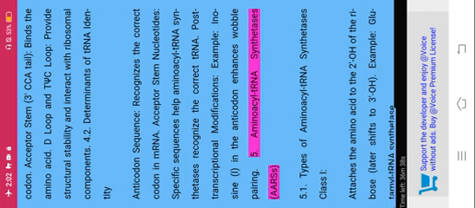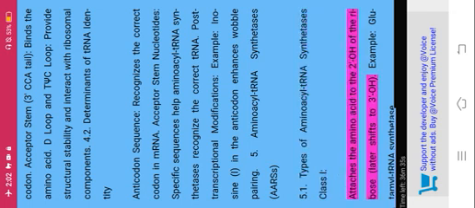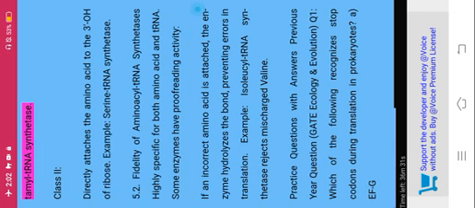5. Aminoacyl tRNA synthetases, AARSs. 5.1. Types of aminoacyl tRNA synthetases. Class 1 attaches the amino acid to the 2' OH of the ribose, later shifting to 3'. Example, glutamyl tRNA synthetase. Class 2 directly attaches the amino acid to the 3' OH of ribose. Example, serine tRNA synthetase.